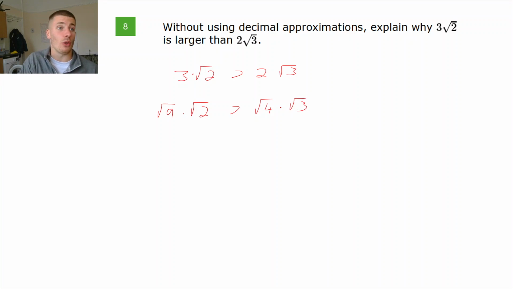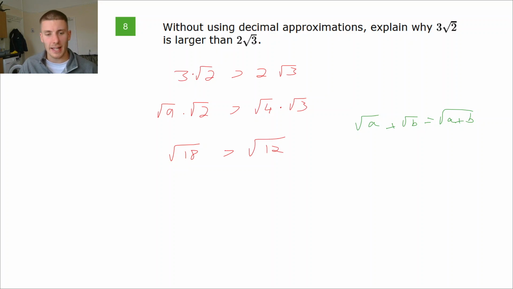And then using our laws of surds, we know that root A times by root B is equal to root A times by B. Okay, so here we've got root 18 is greater than 4 times by 3, which is 12, so root 12. So you can see clearly they're both in the same format, that root 18 is clearly bigger than root 12. So you can go and finish off and just say that 18 is bigger than 12 by comparing the number inside your surds. Okay, so there we go.